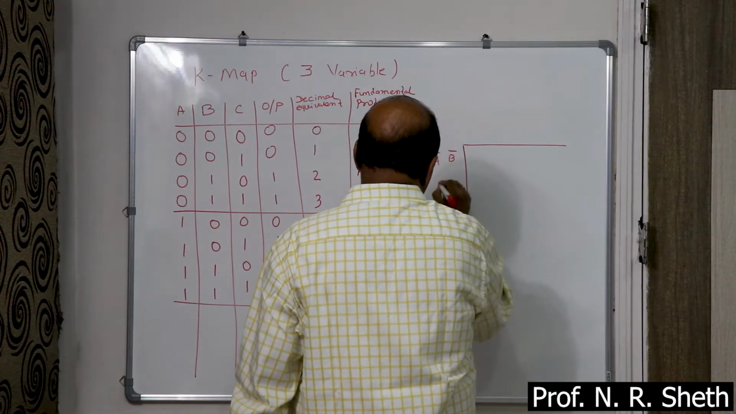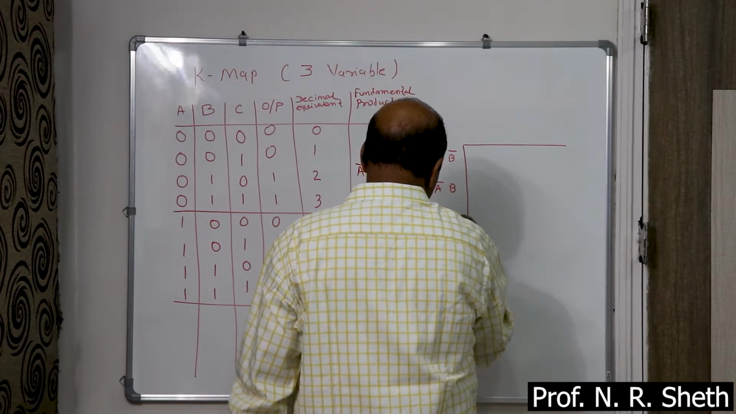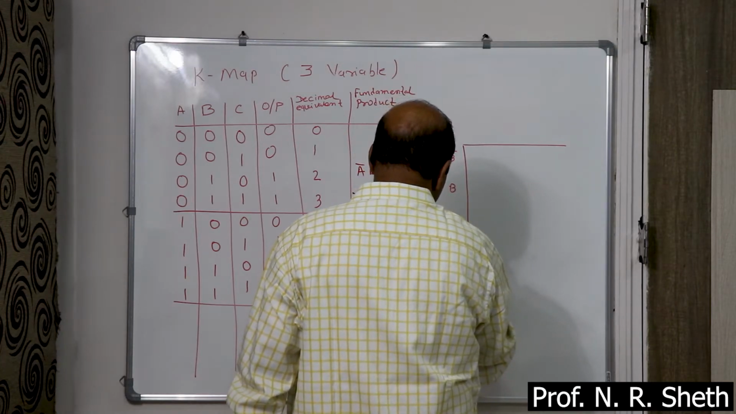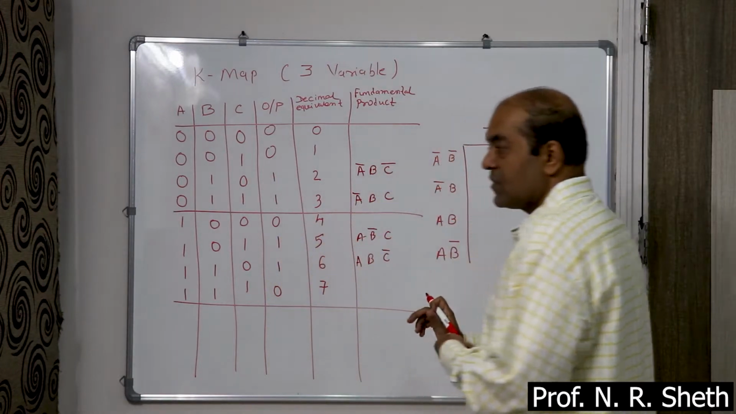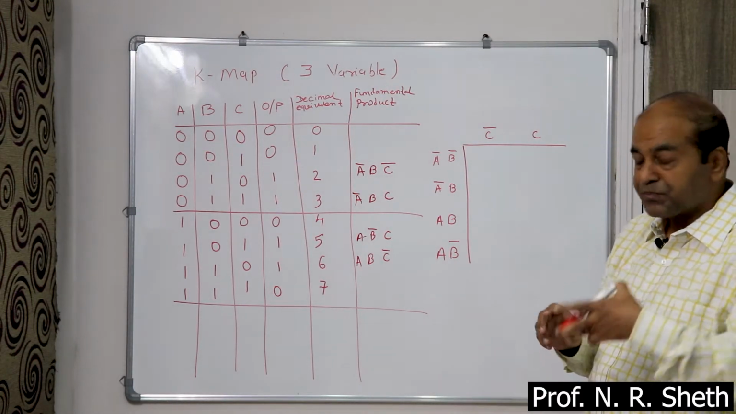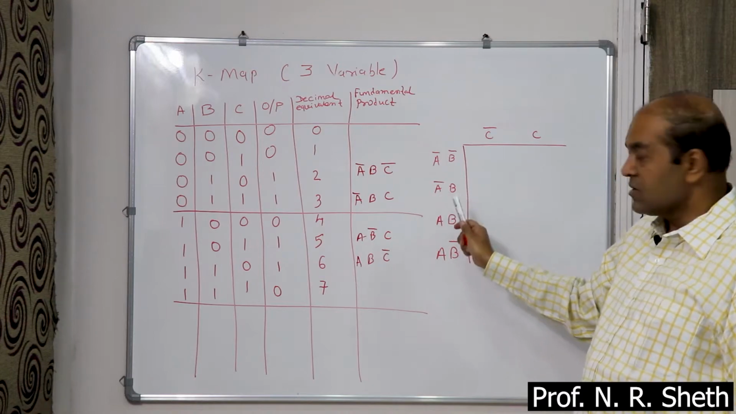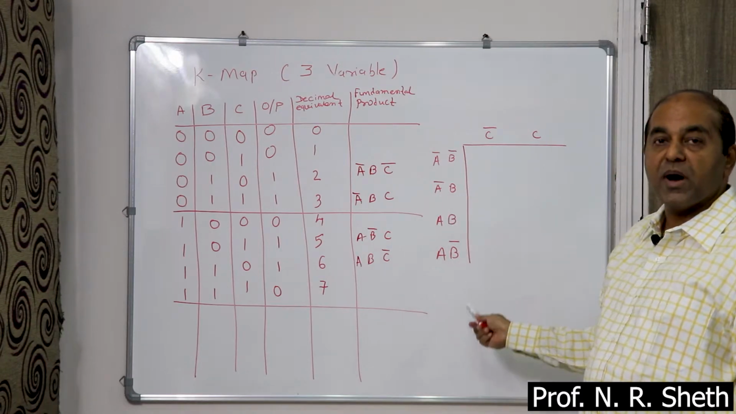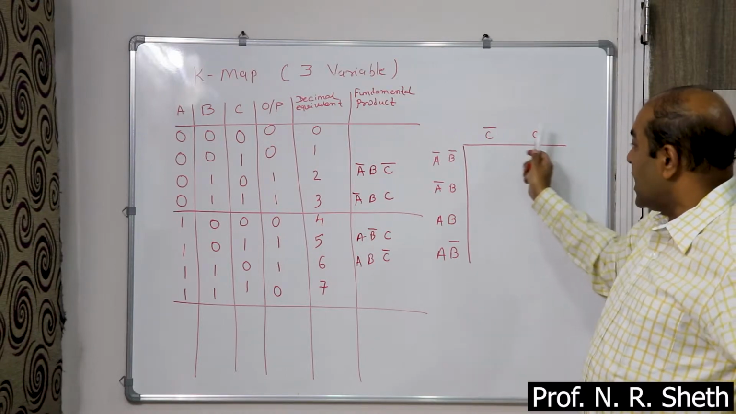A bar, B bar, A bar, B, A, B, and A, B bar, C bar and C. Carefully: A bar, B bar, A bar, B, A, B, A, B bar, C bar and C.